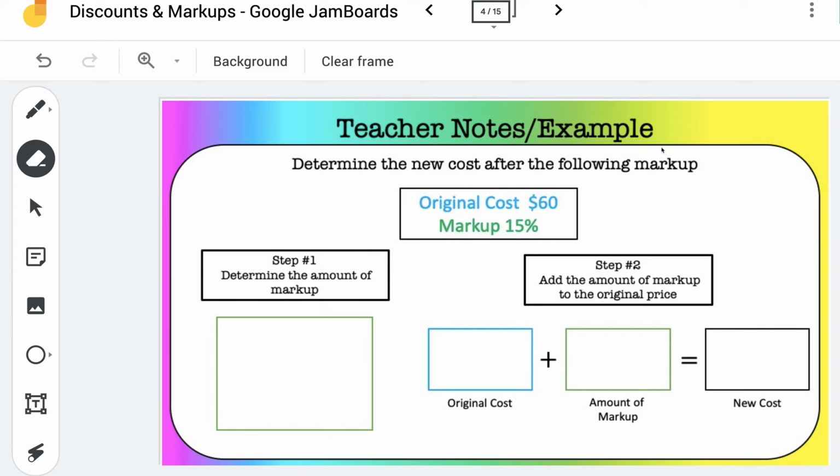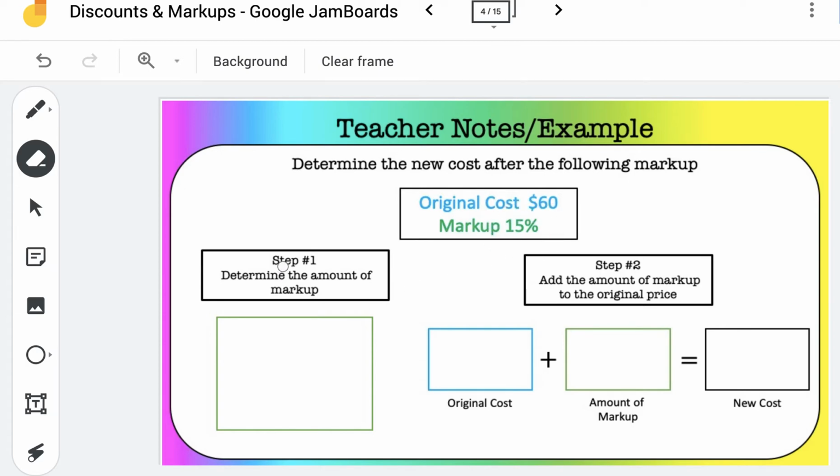Hey everybody, in this video we're going to do a markup problem, okay? So remember, a markup is when the price is increased by a certain percentage. So for this problem we have an original cost of $60 and we're going to mark it up 15%. All right, so that means the price is going to increase 15%.